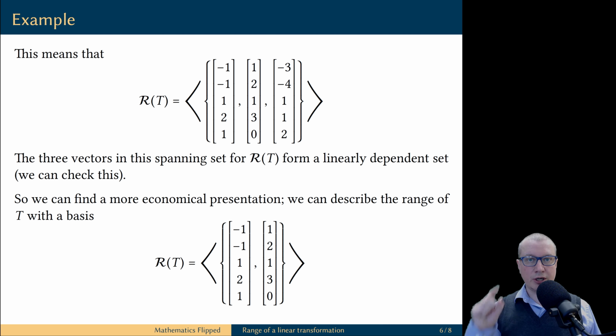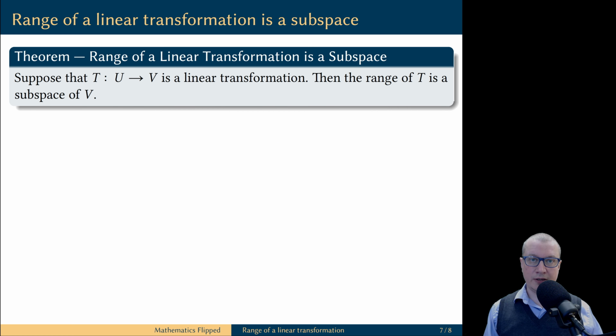You may want to check out this video which explains how to reduce a spanning set down to a linearly independent spanning set. This computation shows that the range of this linear transformation is equal to a span of some set of vectors. But we also know that span is always a subspace. Therefore, the range of this linear transformation is a subspace of the codomain. In fact, this is a general phenomenon. The range of any linear transformation is always a subspace of the codomain.